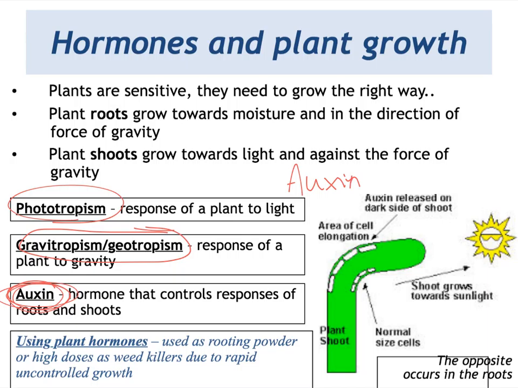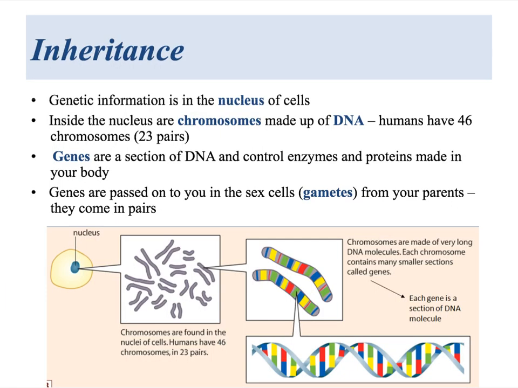So in this diagram, the sun's on this side. Auxin is produced at the tip. You've got to say that, that's a mark. It travels down the dark side, and then it causes these cells to get longer. So you can see these cells get longer, and that causes it to bend towards the light. That is phototropism.